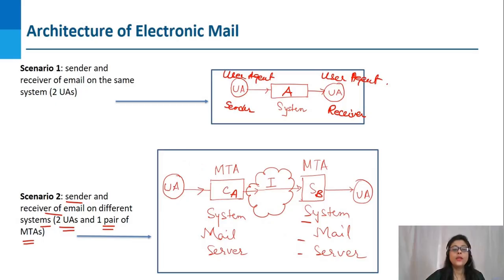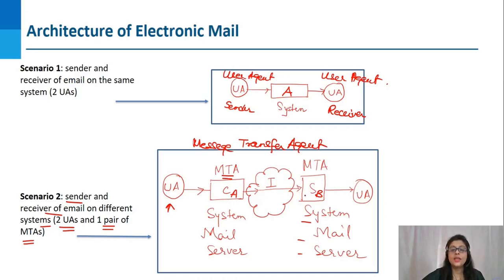So it will need 1 user agent at this site to create the electronic mail. And since the receiver is on the other side and not on the same system, it has to go through the internet and then to the system mail server of site B. So there is a requirement of MTA or message transfer agent.